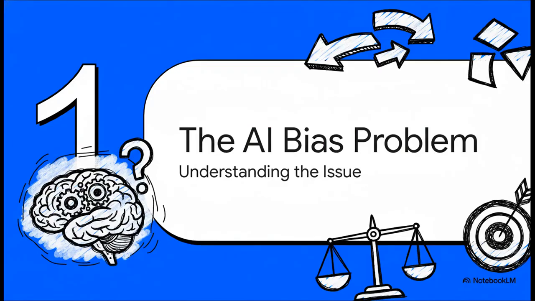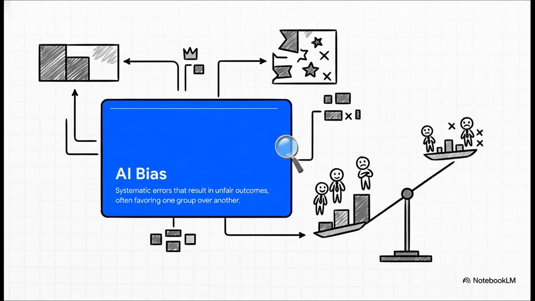All right, so to really get into this, we have to start with the basics. We've got to define what we're even talking about. So what exactly is AI bias? At its core, AI bias isn't just some random glitch in the system. It's a pattern. It's about systematic errors that consistently and unfairly put certain groups of people at a disadvantage while giving others a leg up. You could almost think of it like prejudice, but encoded into a machine.